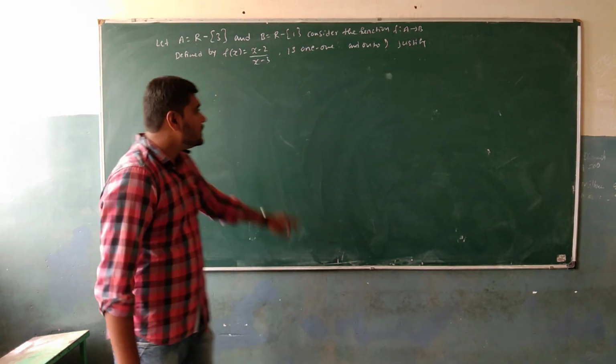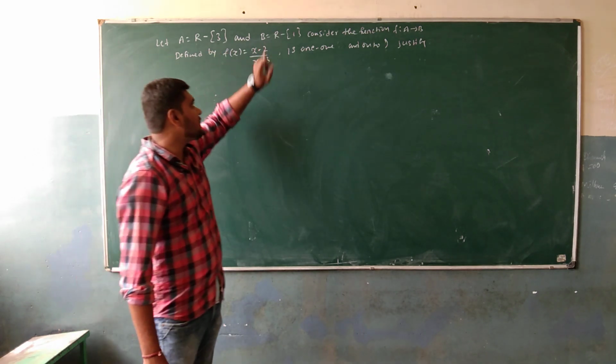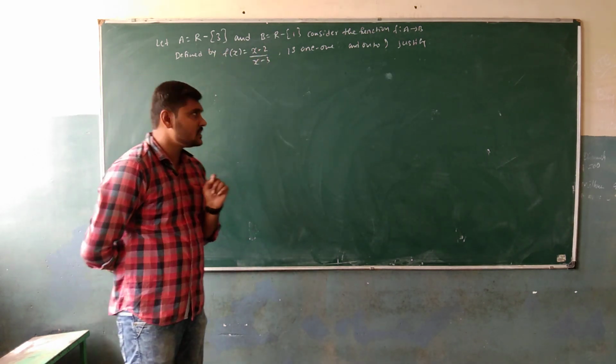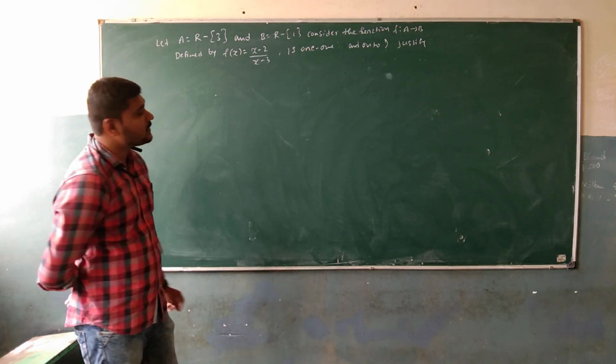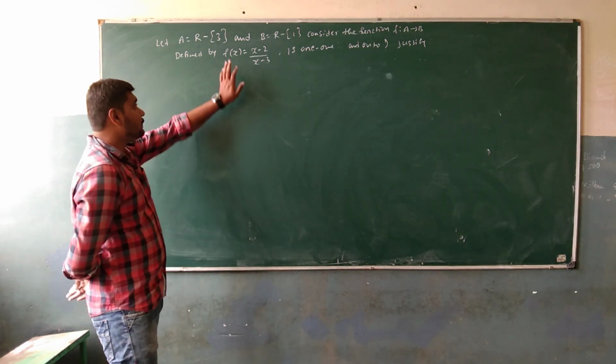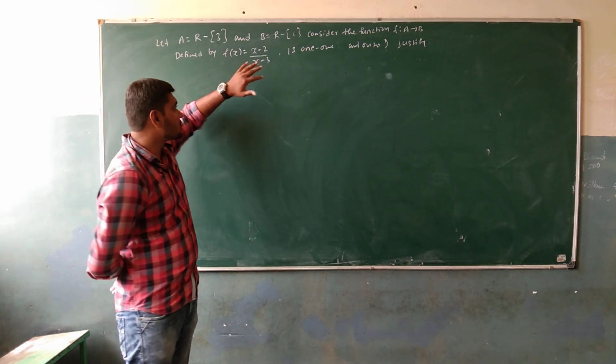A is the set of real numbers where 3 is not going to be present, and B is a set of real numbers where 1 is not going to be present. Then f from A to B is defined by f of x is equal to (x minus 2) divided by (x minus 3). So that is the given function.